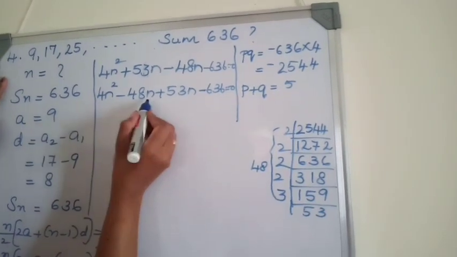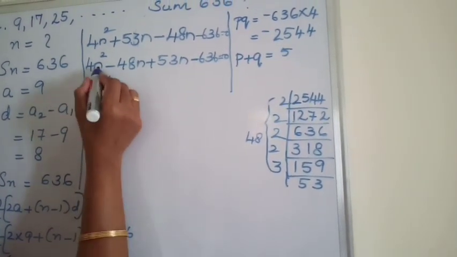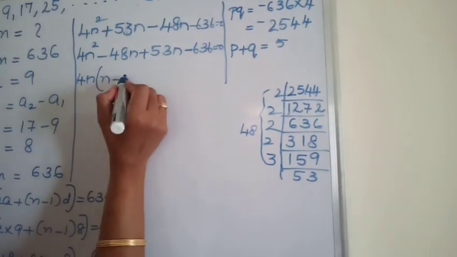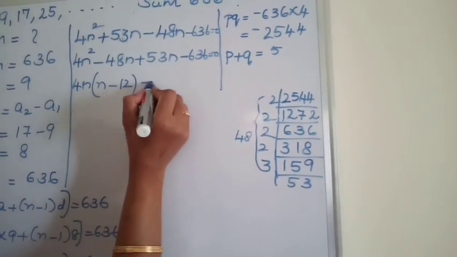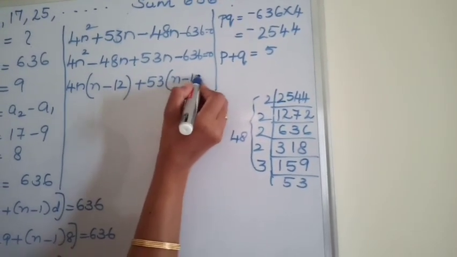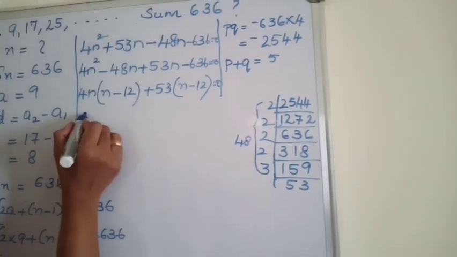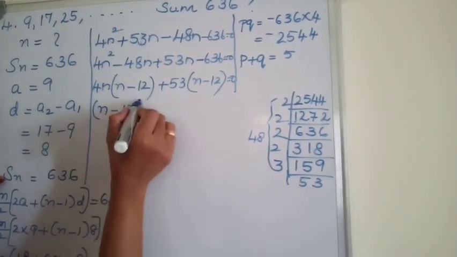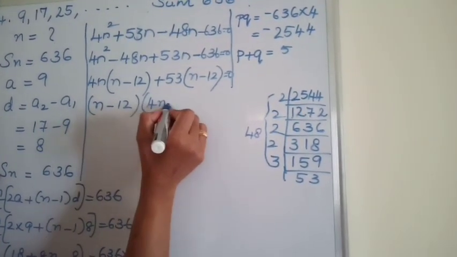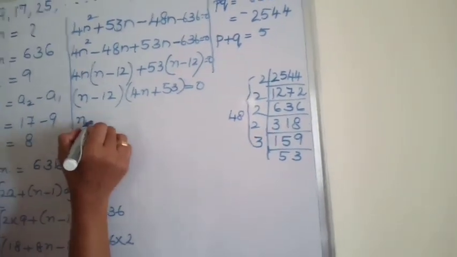So here in 4 and 48, 4n is common. Here n minus 4 into 12, 48. In the same way, 53 is common, n minus 12 equals 0. So here n minus 12 in one bracket. Next bracket 4n plus 53 equals 0. Equate each factor to 0.